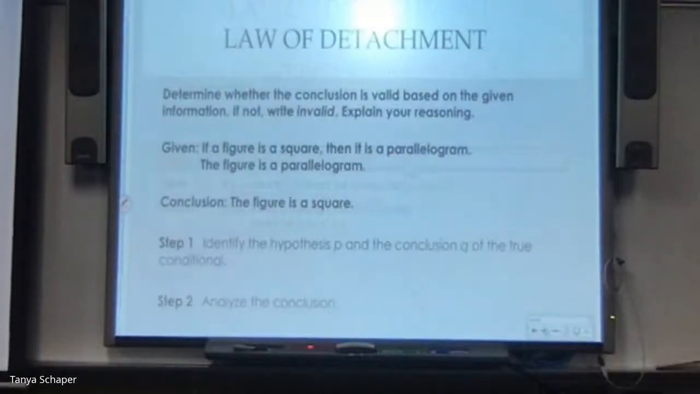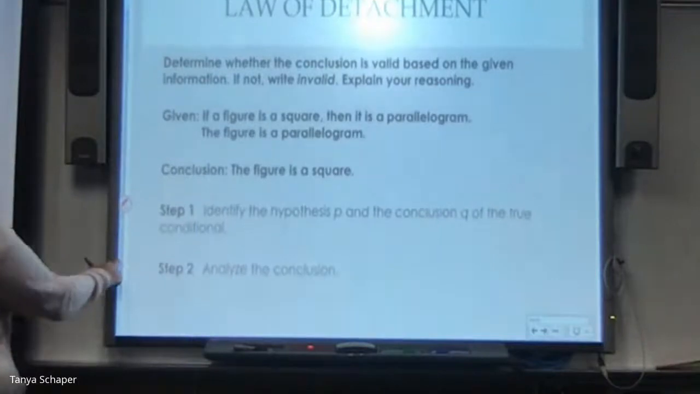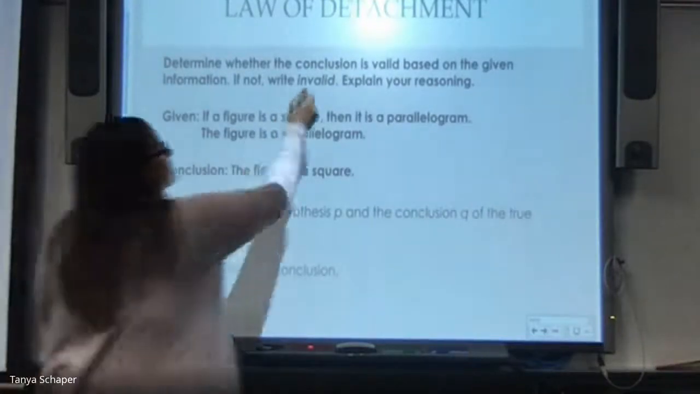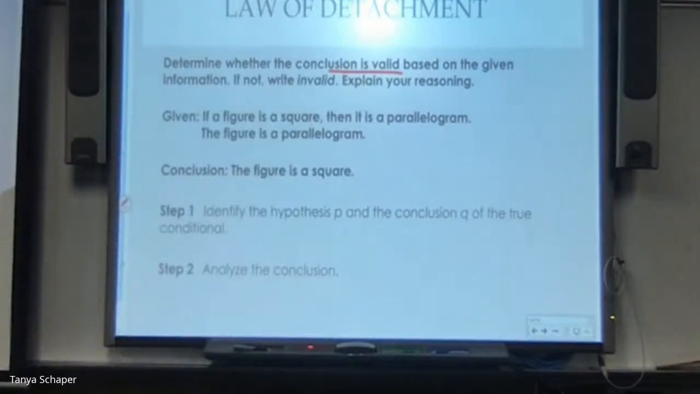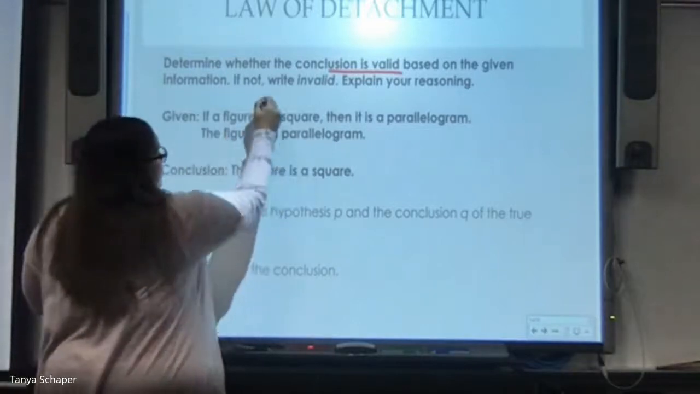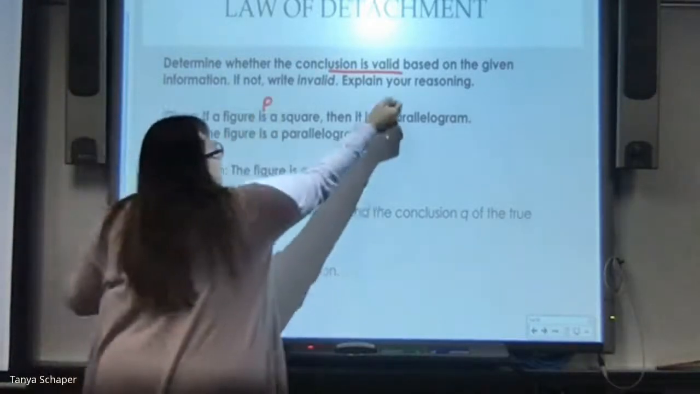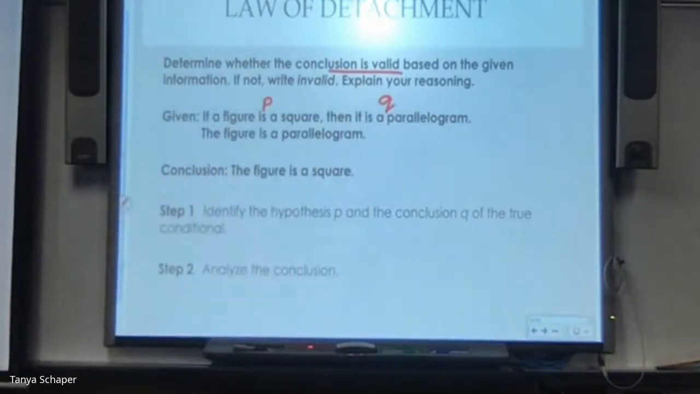All right, so law of detachment. We need to determine if the conclusion is valid based on the given information. If it's not, we have to explain why. If a figure is a square, so if P, then Q, then it's a parallelogram. The figure is a parallelogram.